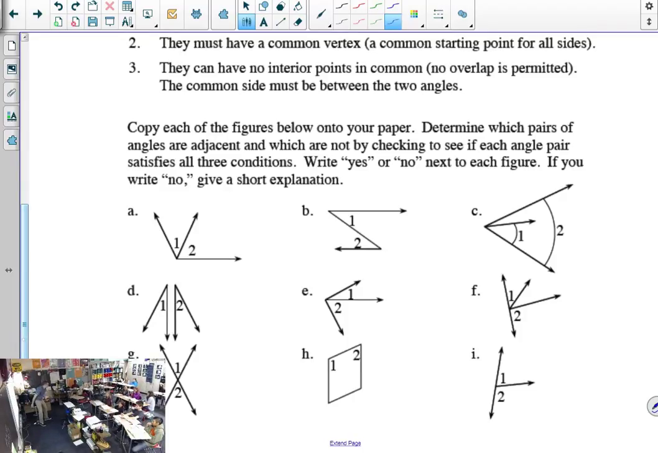All right, Renaud. Sorry, I think earlier I called you wrong. Renaud, A. Are those adjacent? Yes. B. Ella, are those adjacent? No. Why not? Ah, two different vertexes. C. Eleanor, what do you think? Yeah, they're adjacent. Are you sure?